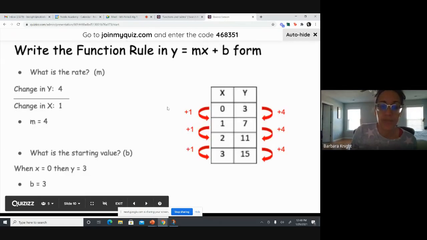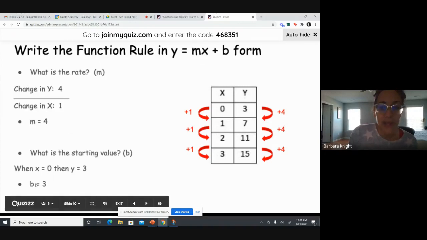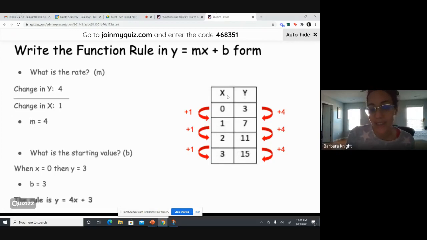So for this one, you guys now know how to put the rate. You do 4 over 1, 4 over 1, 4 over 1. That means m is 4. So then how do we figure out b? Well, b is even easier to find. All b is, you look for where x is 0. So where is x 0 in this case? At the top, right? So x is 0. So then if x is 0, what is y?